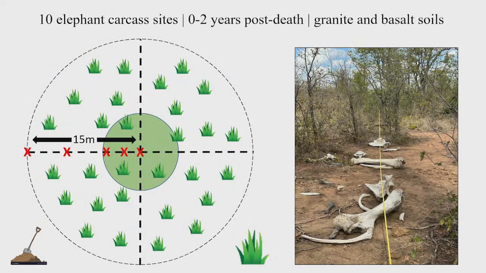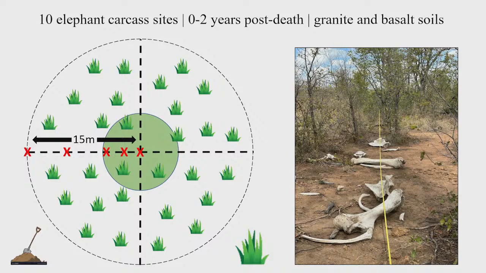So to test this, we so far have looked at 10 carcass sites between 0 and 2 years post-death and on a split between granitic and basaltic soils. At each of those sites, we ran transects in the 4 cardinal directions, and we took soil and leaf samples at 0, 2.5, 5, 10, and 15 meters.